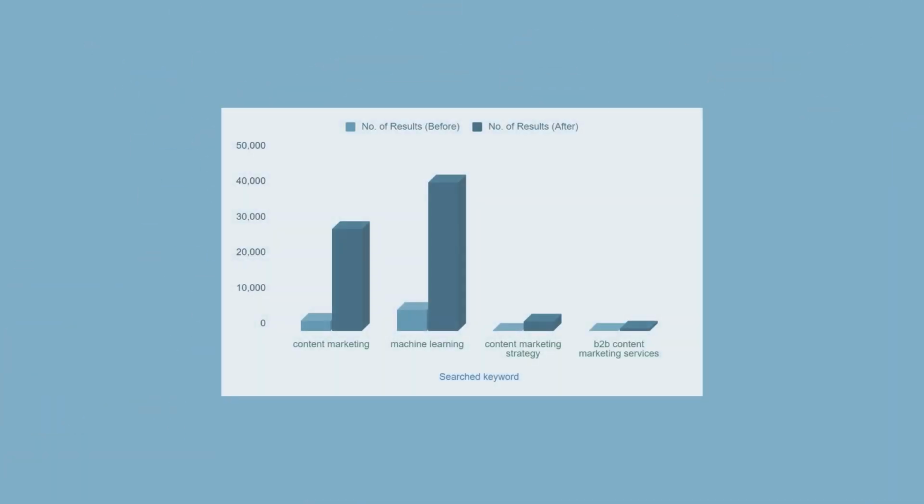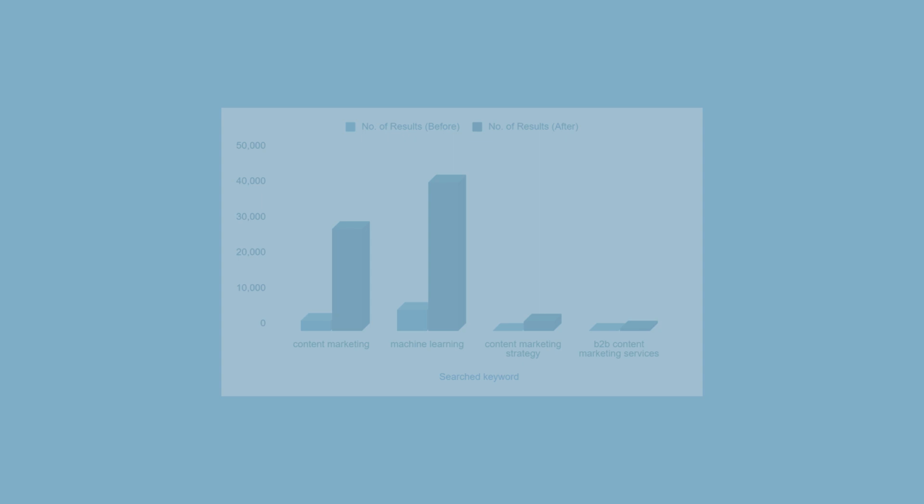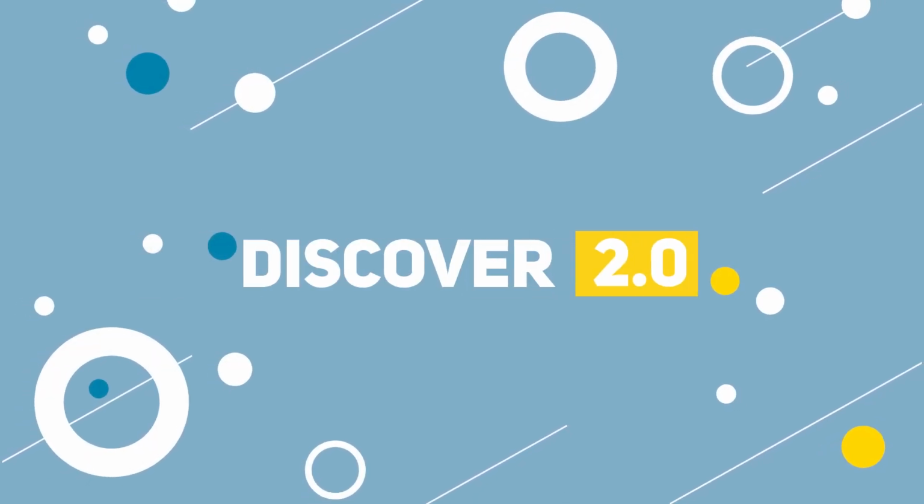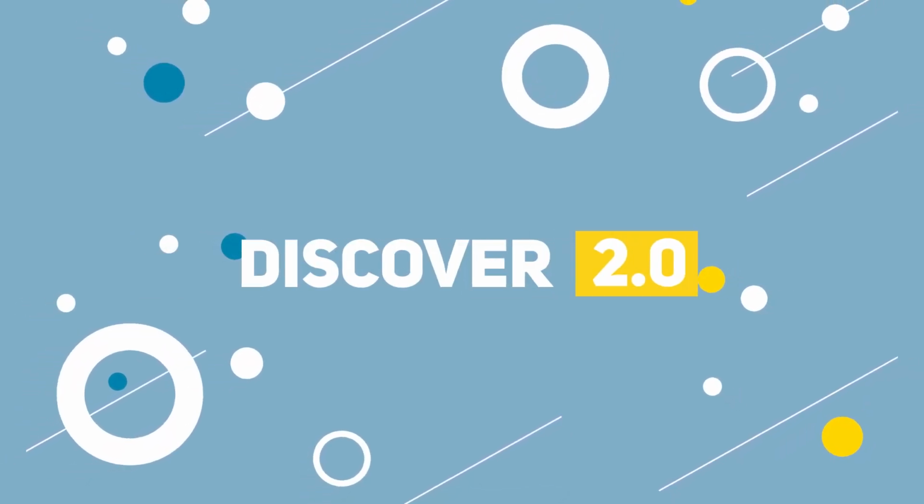Here's a small example of how this update has increased the number of results by 500 times, and they're continuously improving. Spend more time doing what you love and less time searching with Discover 2.0.